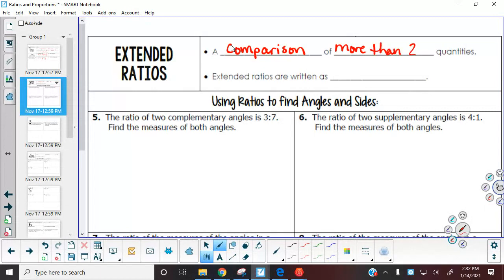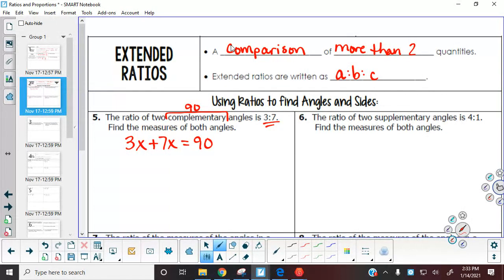Okay, so extended ratios are written just with the colons. So for example, you would have A:B:C. You would not have a three-tiered fraction there. So if we look at our odds, here's the key for this. We need to know our vocabulary. Complementary means that those two angles are going to add up to 90. Now, this is our ratio. What we don't know is what those numbers have been multiplied by to get to that sum of 90. So we're going to use a variable, multiply each of those pieces of the ratio by that variable, and because it's complementary, we set that equal to 90.